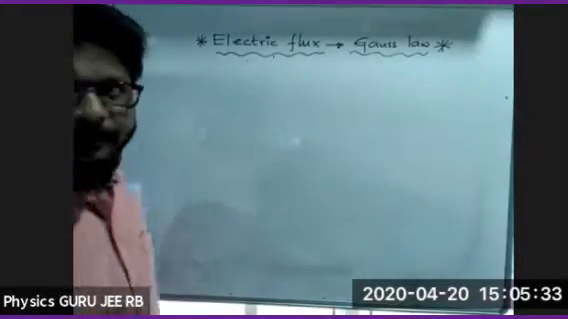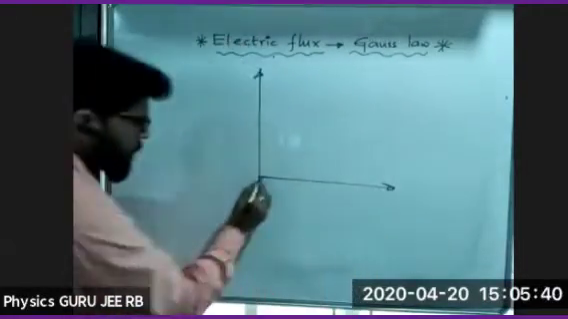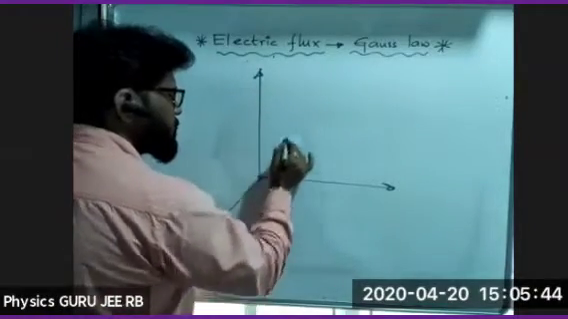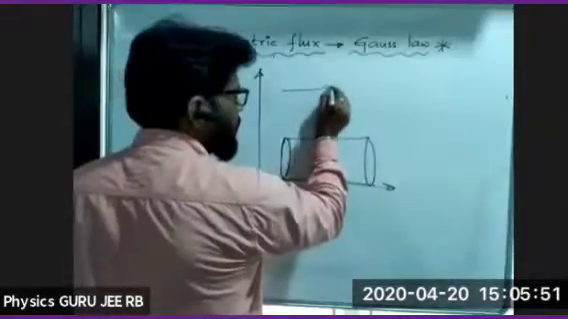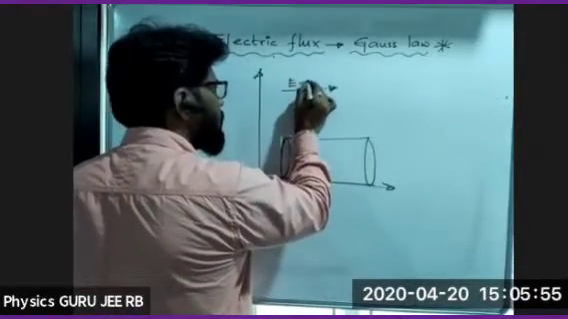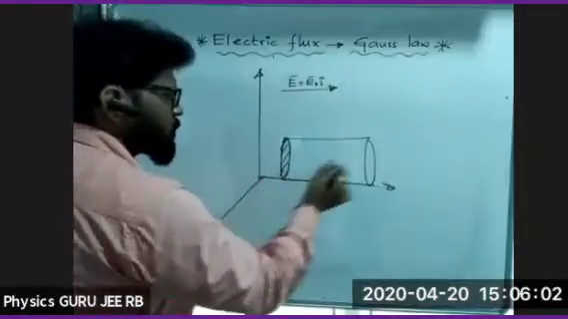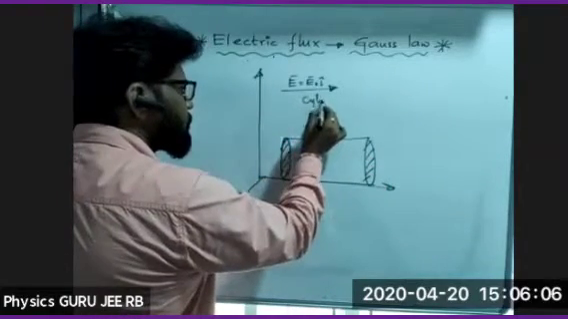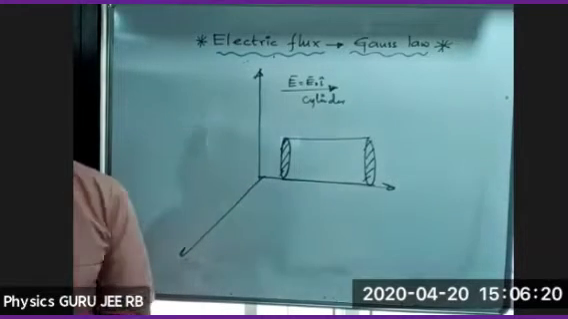Going with the last problem. See, if I take again 3 dimensions, I try to calculate the flux. Here a cylinder is placed, right? The direction of electric field intensity E is equal to E naught i cap. Can you calculate and tell me what is the total flux through this cylinder? Cylinder total flux, curved surface. Anybody?